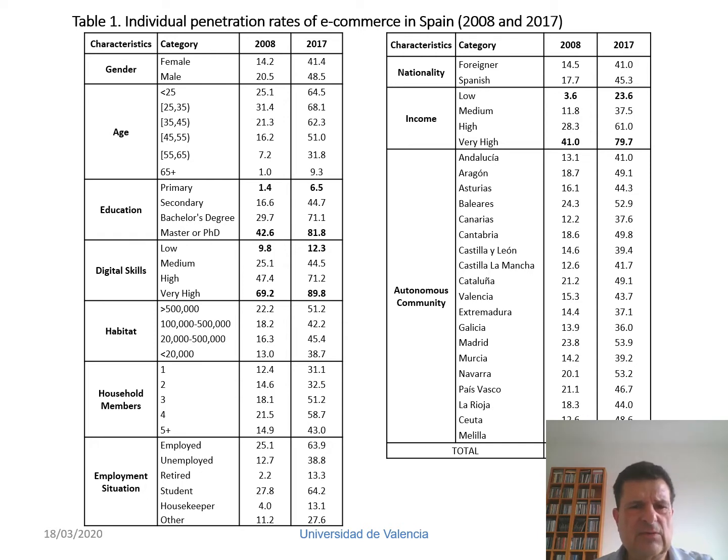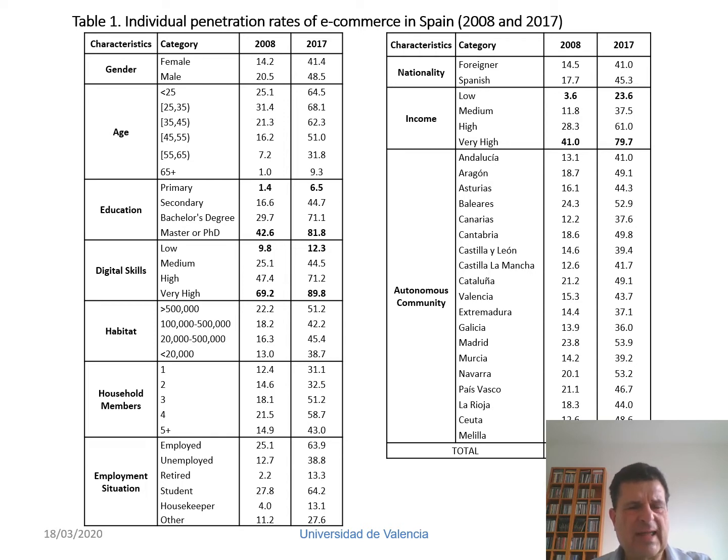So the first thing I would like you to look at is different dimensions across which the e-commerce may vary. So we are going to look at the heterogeneity that we have in the sample to be able to characterize different behaviors within the sample. The first heterogeneity we want to look at is gender. We see the female and male definition there, and see that the female and male penetrations were quite different, 14.2 and 20.5 in 2008, but in 2017 they are 41.4 and 48.5. So there is still a difference in behavior in those two groups.